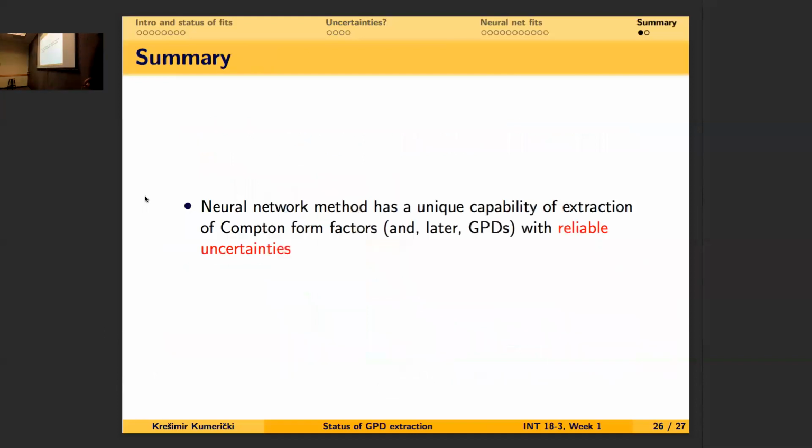To conclude, I would say that the neural network method has really unique capabilities to address this question of uncertainties, and we hope to use it more in the future, maybe for assessing the impact of future experiments. I would say that this is the way to get reliable uncertainties. Obviously, the model fits that we also do have their place, because you can gain more physical insight from them, and we will not throw them away. We'll do that as well.